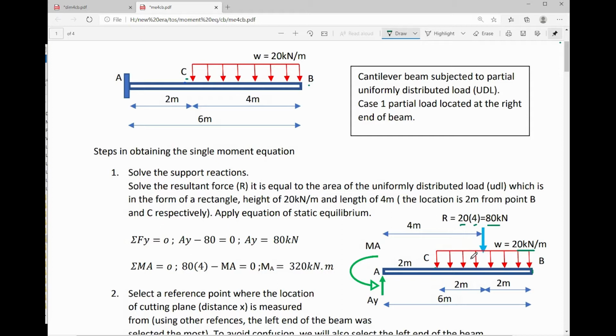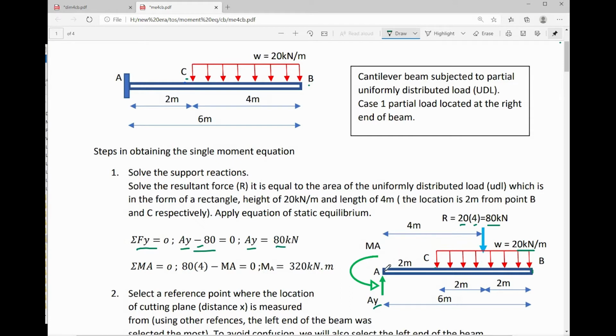It is located at the centroid of the length where it is applied. Since that is 4 meters, half of 4 meters will be 2 meters from point C and point B of the beam respectively was the location of the resultant force. We will now apply summation of forces along vertical is equal to 0. We will assume that upward forces are positive. AY was assumed to be upward, that is positive, and the resultant force is downward, so that is negative in our equation. So from this equation, we can solve for AY, that is equal to 80 kN. Our assumption that AY was an upward reaction was correct, since 80 kN came out to be positive.